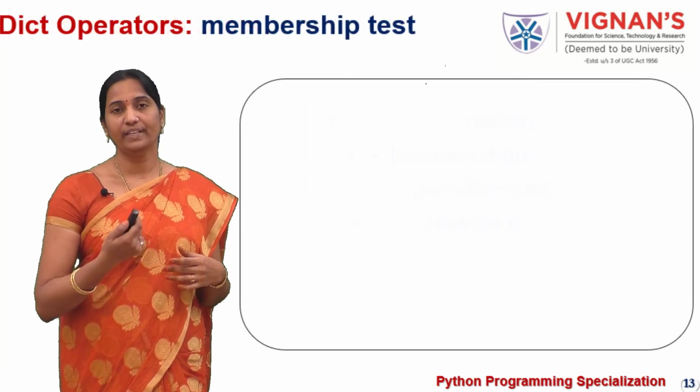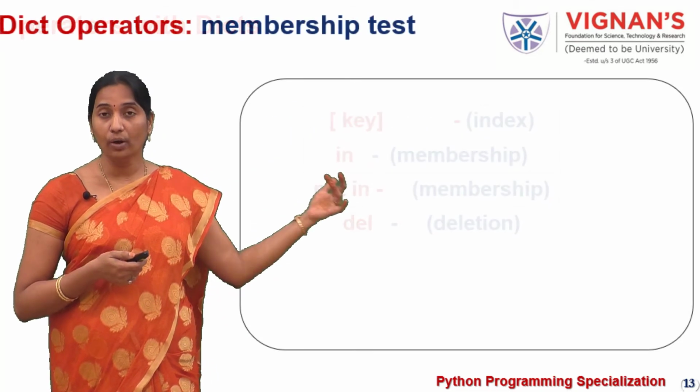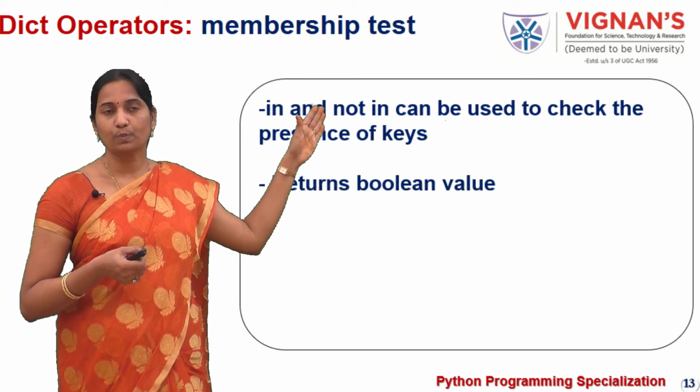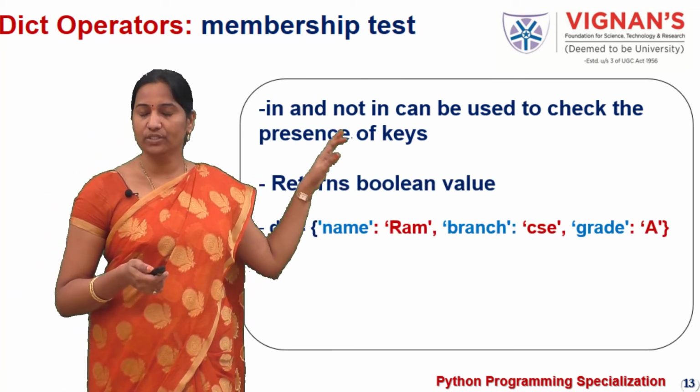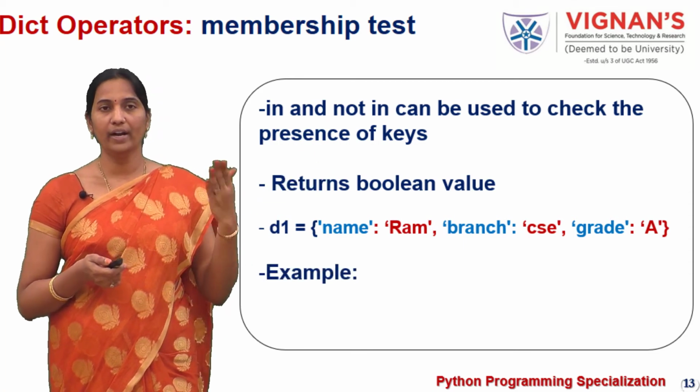Let's see how we test the membership of a key in the dictionary. We can use either the in operator or the not in operator to check whether any particular element is present in the keys or not. Basically we are checking the presence of the keys. It returns a boolean value, that is, a True or a False value.